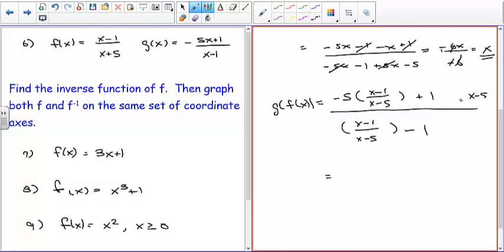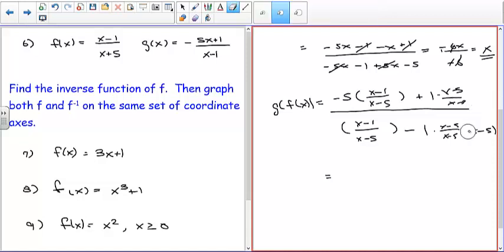Actually, what we're really doing is multiplying this term, just the last term, by x minus 5 over x minus 5. And same way over here, we're going to multiply this by x minus 5 over x minus 5. So I'm multiplying both of those by 1. So we'll go back and look at the first one and correct that.